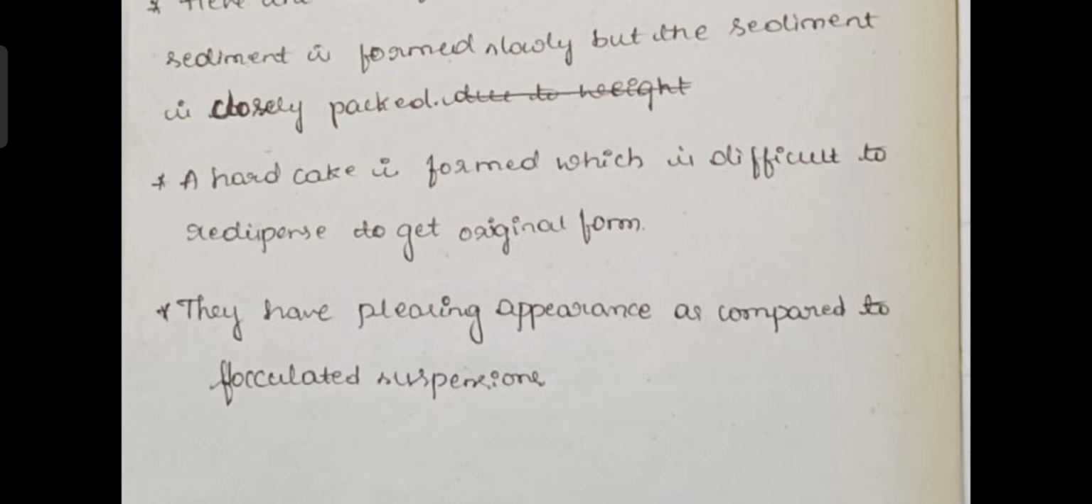As I said, rate of sedimentation means movement to the bottom of the bottle. It is slow, but once it goes and settles at the bottom, it will form the hard cake. And upon shaking a number of times, it is very difficult to redisperse. They have a pleasing appearance as compared to flocculated suspension. See, when you keep flocculated and deflocculated in a transparent bottle, the deflocculated suspension will have a pleasing or attractive appearance than that of the flocculated suspension.